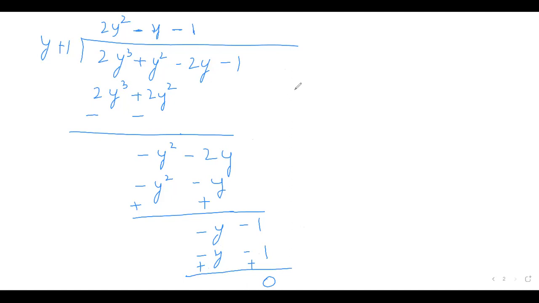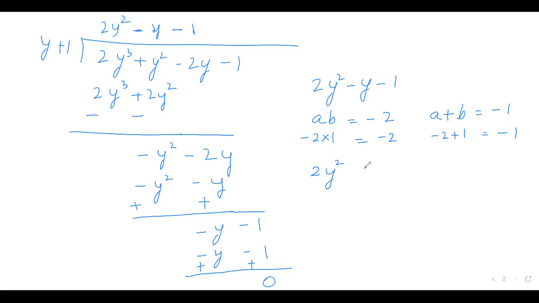So we got the quadratic polynomial that will give you the two remaining factors. I will be applying splitting of the middle term. You can see a into b is minus 2 and a plus b is minus 1. So what should I take? If I take minus 2 into 1, then minus 2 into 1 is minus 2 and minus 2 plus 1 is minus 1. So I will be splitting the middle term: minus 2y plus y minus 1.